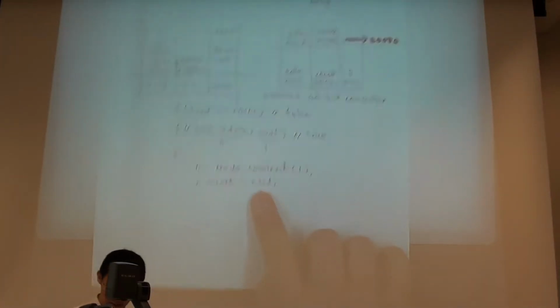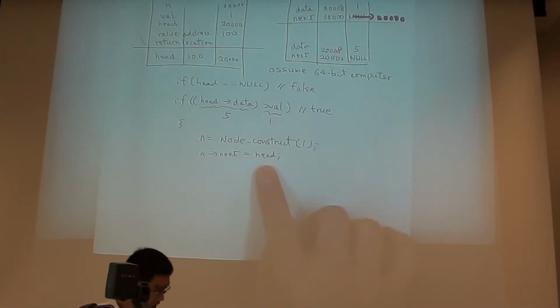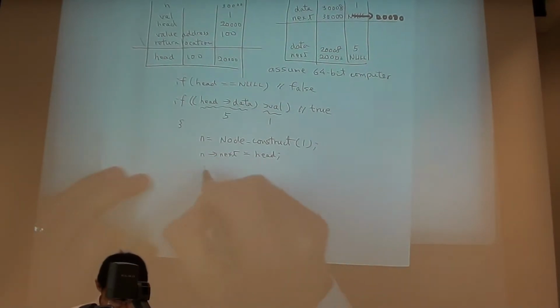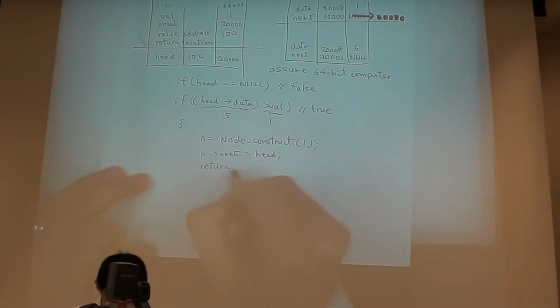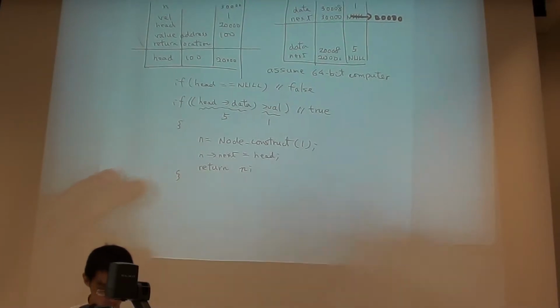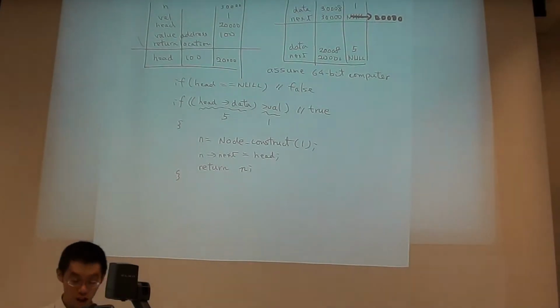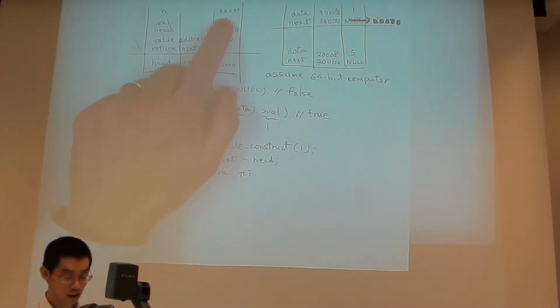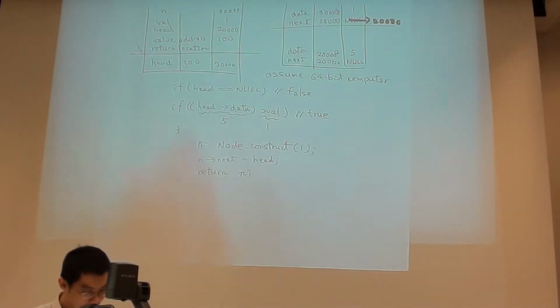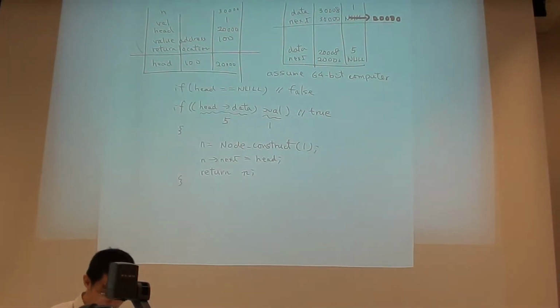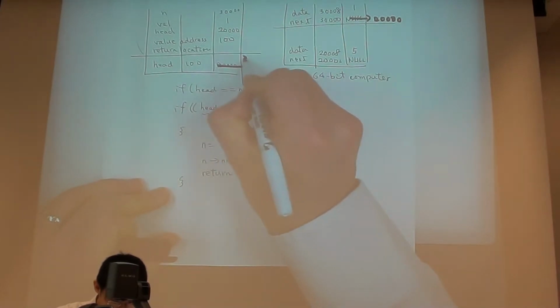That's what this line does. N's next is head. And then you say return n. N's value is 30,000. You return n. 30,000 is going to write to address 100. Therefore, this becomes 30,000.